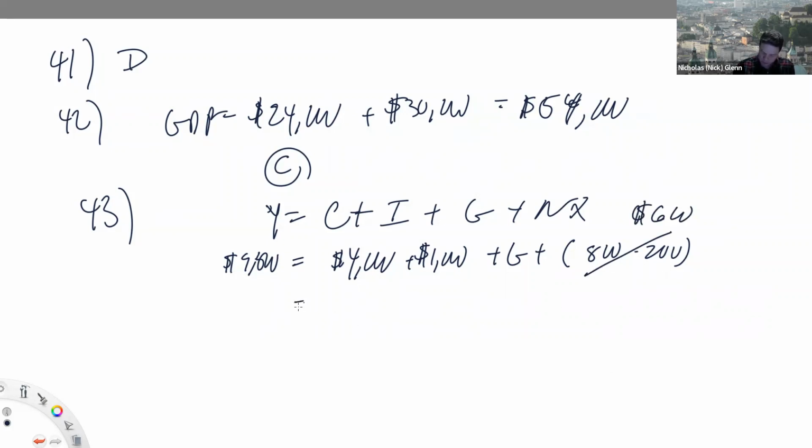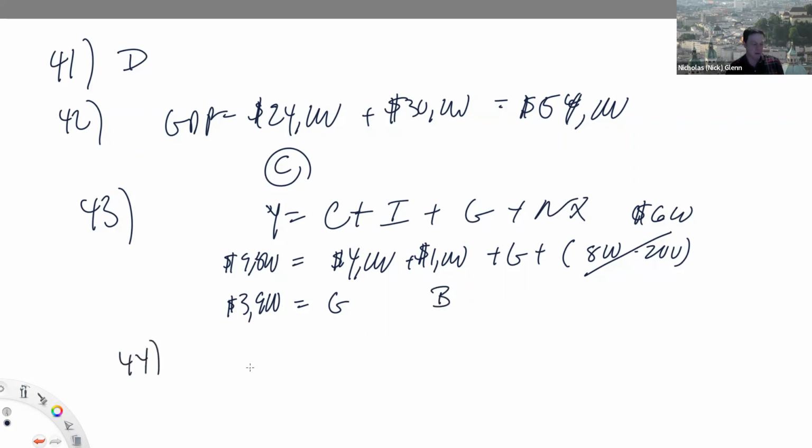All right, so how can we get government purchases? Well, subtract 5,600 from 9,500, and that will give you 3,900. We know GDP is 9,500. Well, we got all these other things, and we need this to equal 9,500. So if government purchases is 3,900, if you add all these up, that'll give you $9,500. And that's B.